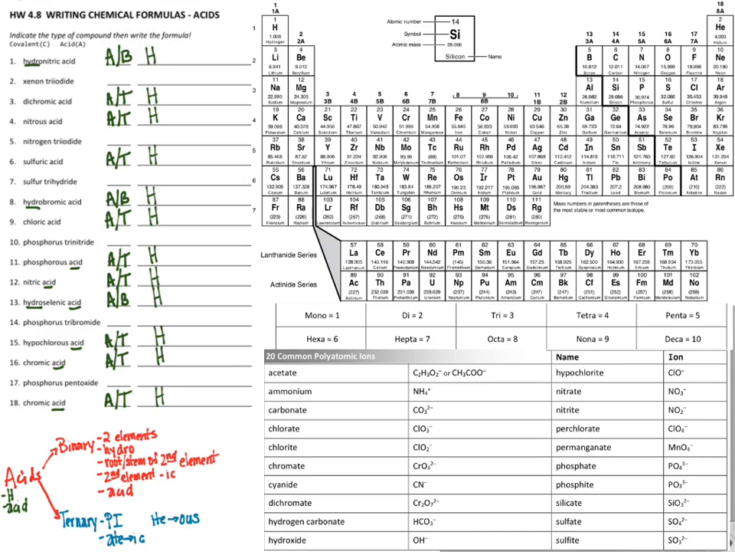So I know binary, again, only has two elements. Nitric, this has to do with the root or stem for nitrogen. And again, I'm using the crisscross method for everything except for covalent compounds. So if I look at hydrogen, it's in group 1.